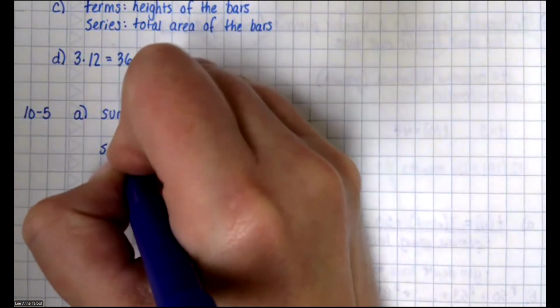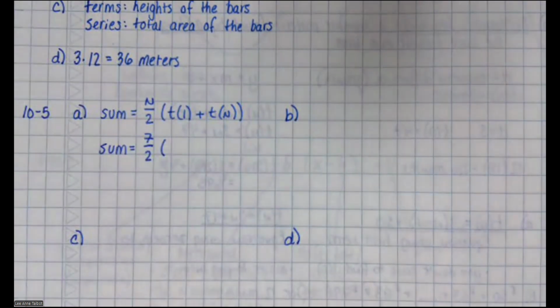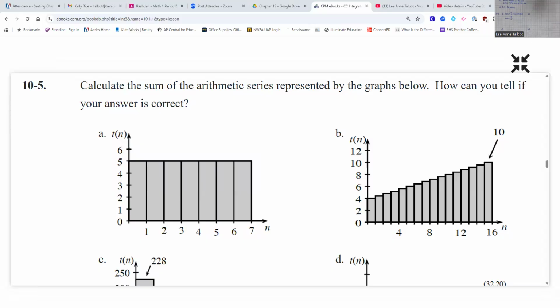sum equals 7/2. We're adding up 7 numbers. What's the first number? 5. What's the last number? 5.